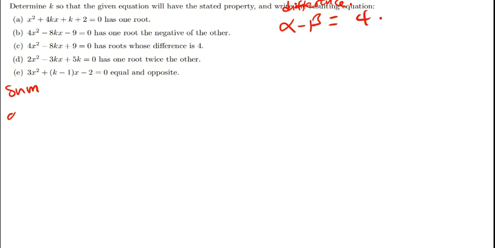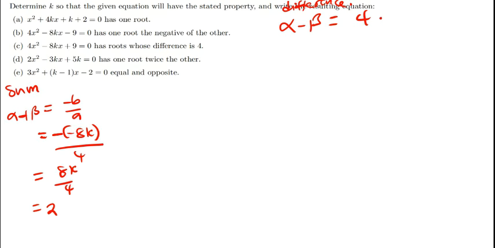So the sum is alpha plus beta. Alpha plus beta is negative b over a. So negative b is negative of negative 8k, and a is 4. Therefore that is going to be 8k divided by 4, which gives me 2k. We are good to go there. That is the sum. Now let's find the product.